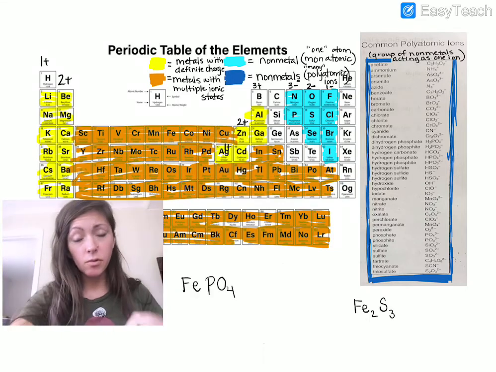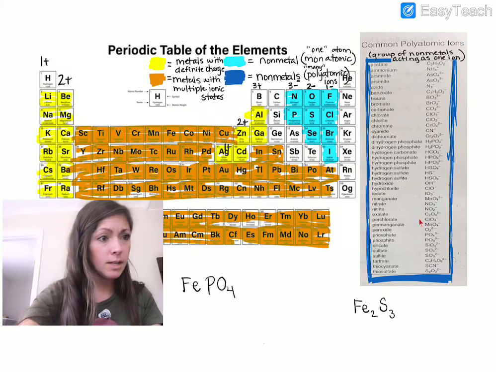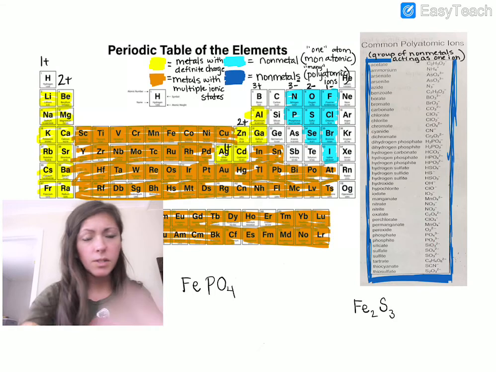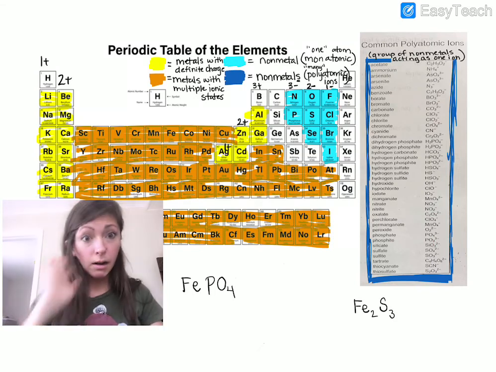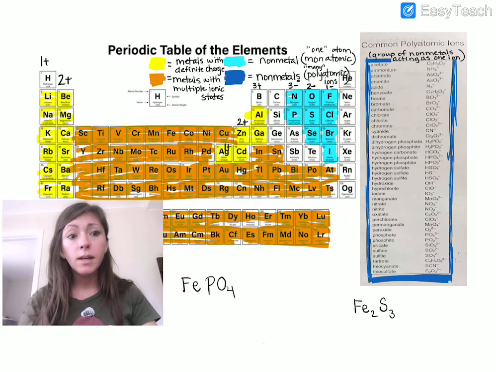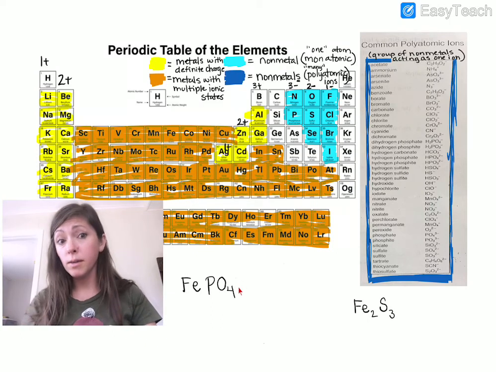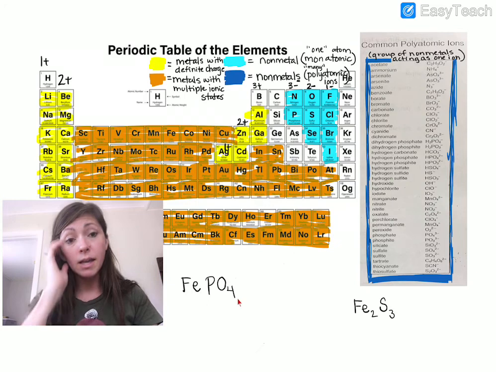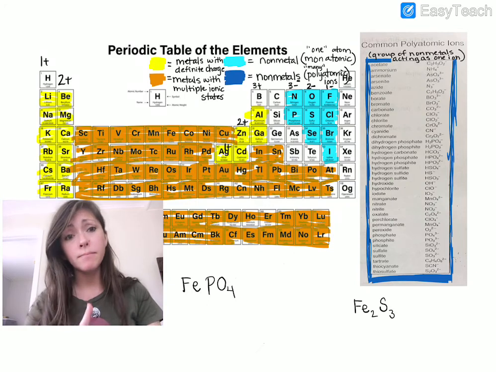Okay, so I've paired up iron with a phosphate ion. So we're going to go over here and find phosphate, which is right here, PO4. Some of you might be like, well, I don't see any parentheses this time, so how do I know where it is? Well, there's a reason there's no parentheses around this, and it's because there's only one of them.